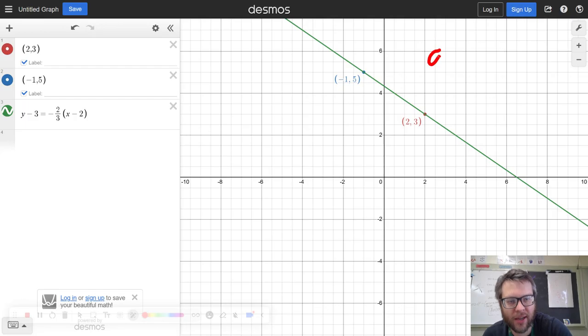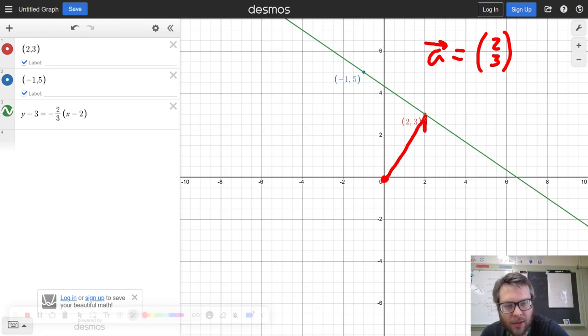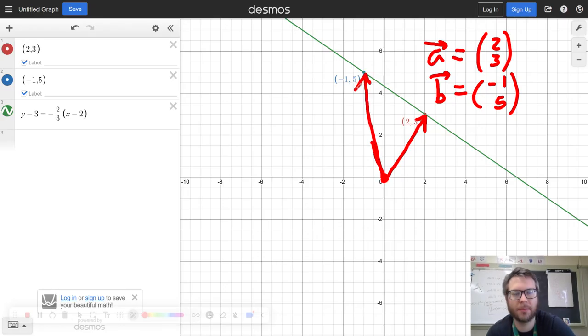So if I say that vector A is equal to (2, 3), I'm writing the components in alphabetical order from top to bottom. So 2 is x, 3 is y. What that means is that's a vector that goes 2 steps to the right and 3 steps up, like that. And the vector B will be the point (-1, 5), meaning it goes 1 step to the left and 5 steps up. So there's vector B.